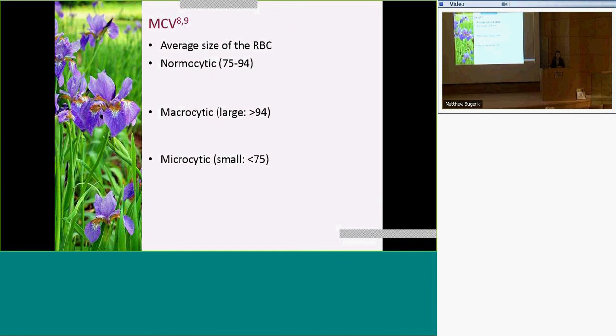Size. So it depends on your age. Normocytic is 75 to 94. If you're terrible at remembering ranges, the quick rule to remember is 70 plus 2 times your age in years. So if Henry's 20 months or 2 years, what should his MCV be above?